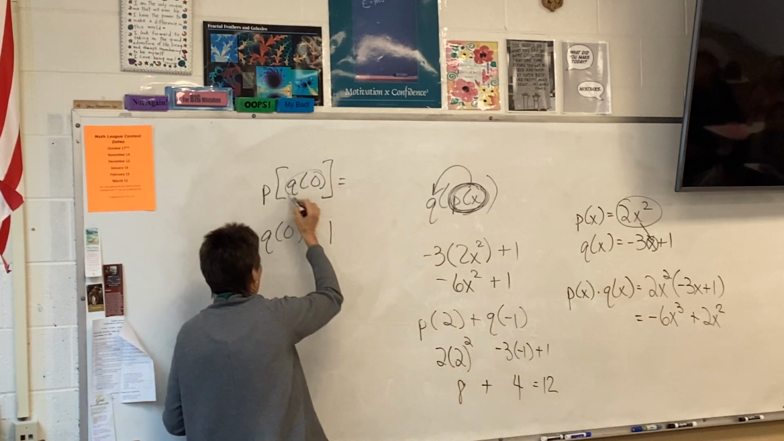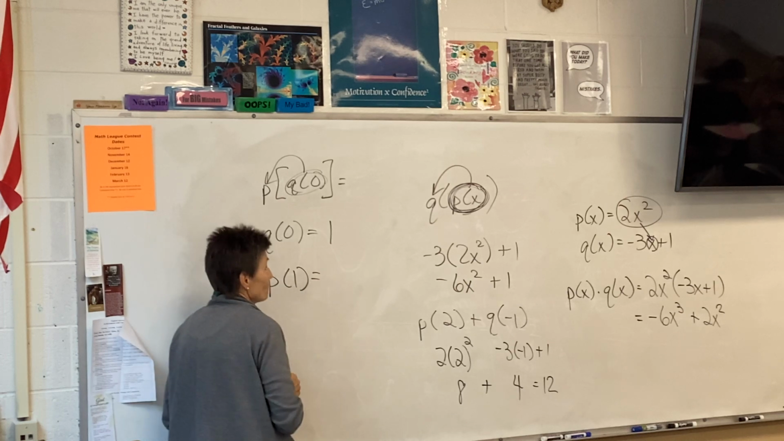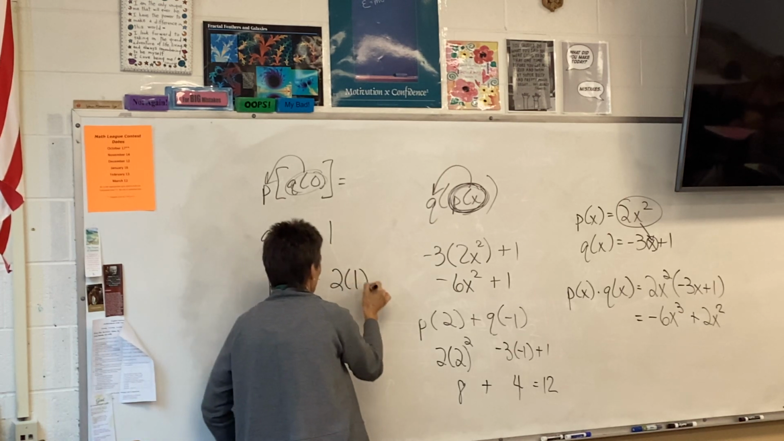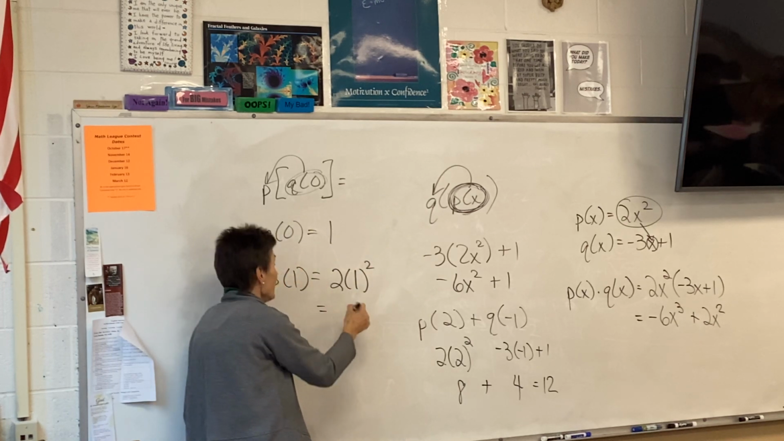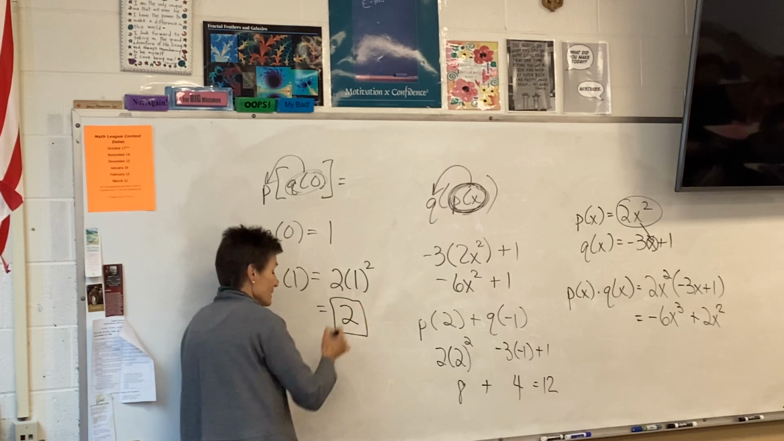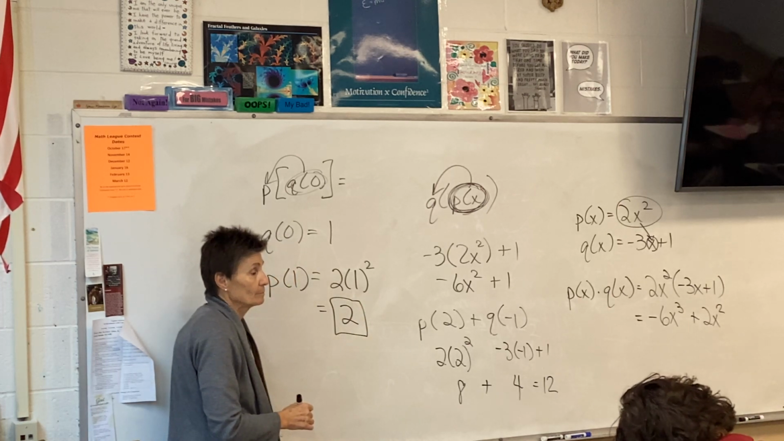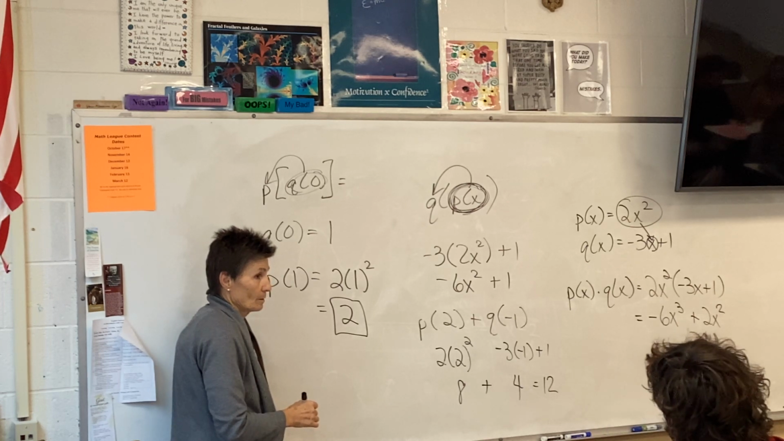Now take the 1 and plug it into P. And again, do it right. 2 times 1 squared. First thing I do is square 1. And then times by 2. So that would be the answer. 2. Okay?